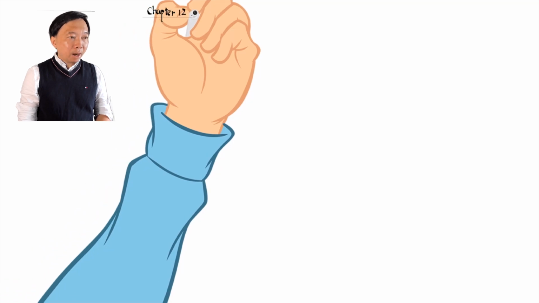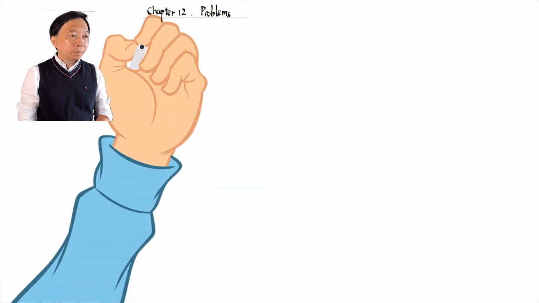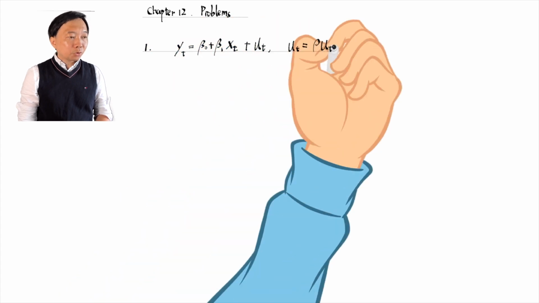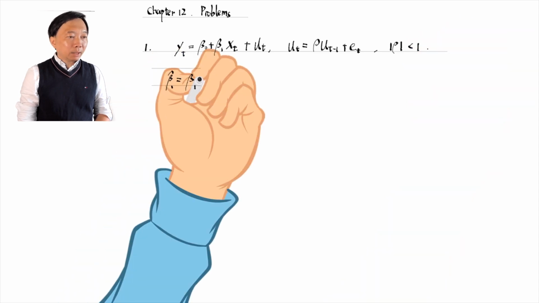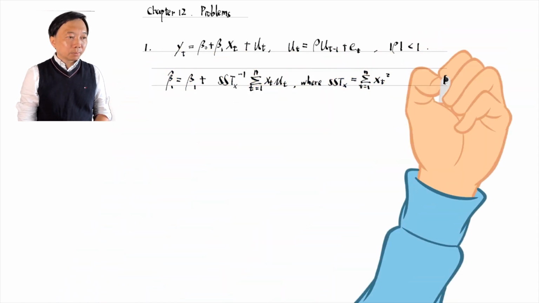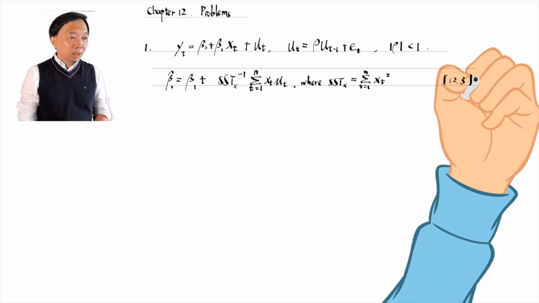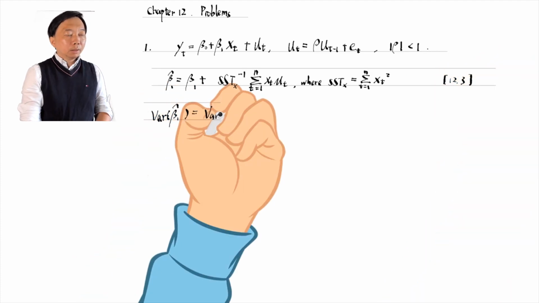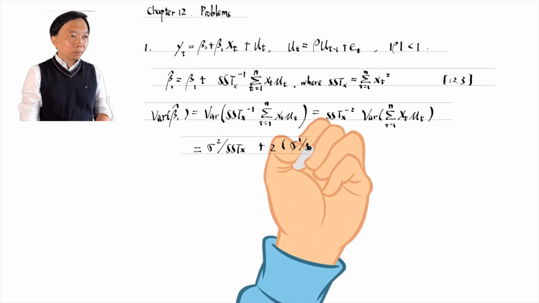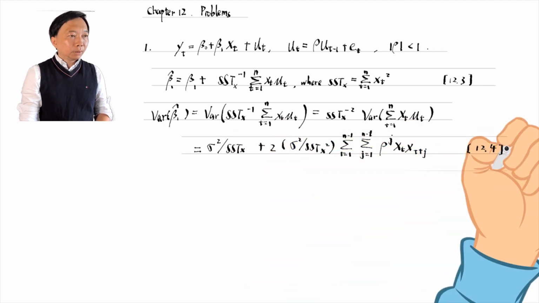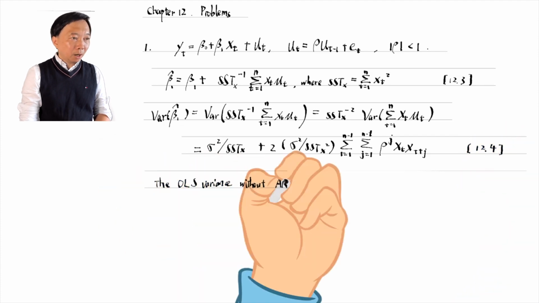We consider the variance of the OLS slope estimator in the simple regression model. We assume the sample average of the x is 0. The OLS estimator beta1 hat can be written as follows, as 12.3 in the textbook. The actual variance of beta1 hat is 12.4 in the textbook. The OLS variance without autocorrelation is its first part.